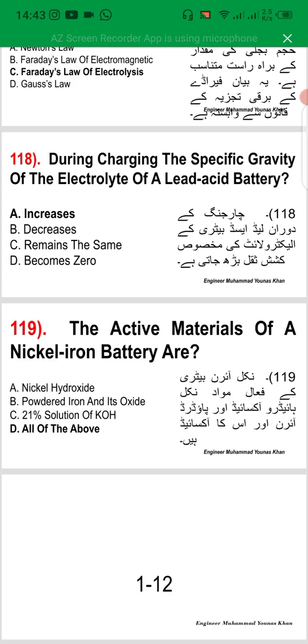During charging, the specific gravity of the electrolyte of a lead acid battery increases. The active materials of a nickel iron battery are nickel hydroxide, powdered iron and its oxide, and a 21 percent solution of KOH.